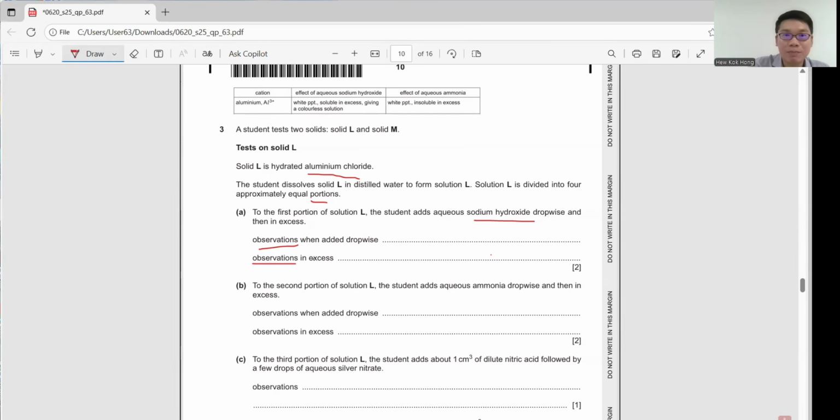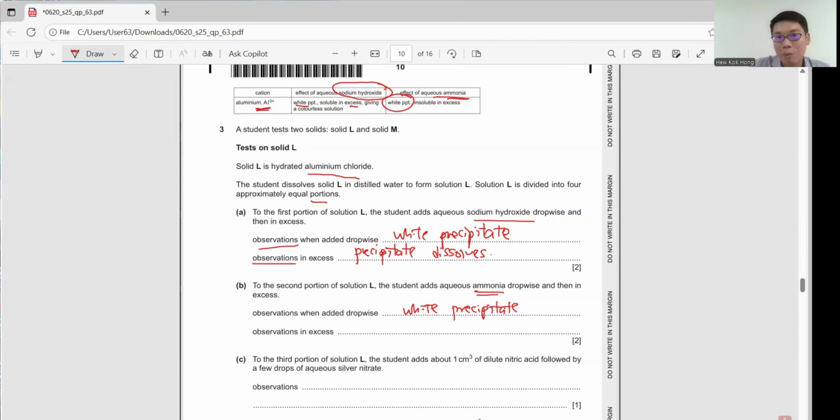All answers go in the table. Sodium hydroxide with aluminum initially forms a white precipitate. When it's in excess, it's soluble, so the observation is the precipitate dissolves. To the second portion of L, the student adds ammonia dropwise and then in excess. So the observations are here. But in excess ammonia it's insoluble, so it says the precipitate remains.